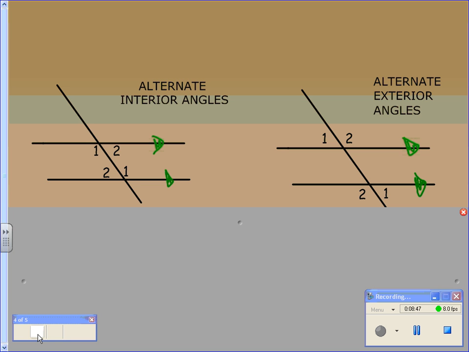Okay, alternate exterior angles. They are on alternate sides, and they are outside of the 2 parallel lines. They're on the exterior. What do we know about alternate exterior angles? They're also the same. You do need to learn the name for them. Any questions on these 2 right now? Okay.